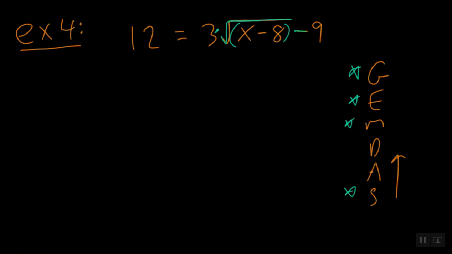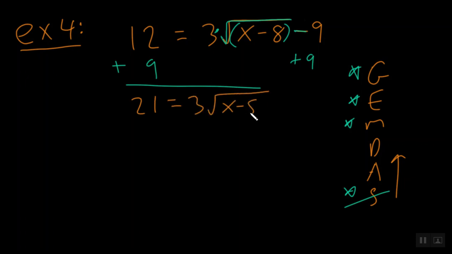Okay, so working in reverse order, the first thing of course that we want to get rid of is the subtraction. So let's do plus 9 and plus 9. Now from here, 12 plus 9 gives me 21, which is equal to 3 square roots of x minus 8. The next thing I want to get rid of is my multiplication. Well, what gets rid of multiplying? And of course that is dividing. So we'll divide both sides by 3. Okay, at this point, 21 divided by 3 is 7. So I have 7 is equal to the square root of x minus 8.